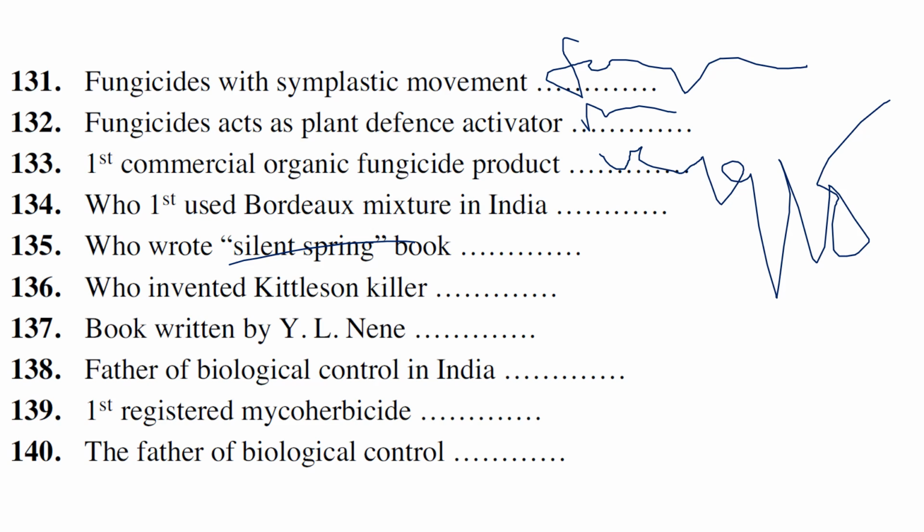Anyway, the next one is who invented Kittelson killer. Kittelson killer was invented by Kittelson, that's why the name itself is called Kittelson killer. Captan is generally considered the Kittelson killer, which was invented in the year 1952. The year is also important; probably in 2019 this question was asked. Okay, 1952. Captan is considered the Kittelson killer, invented by Kittelson.